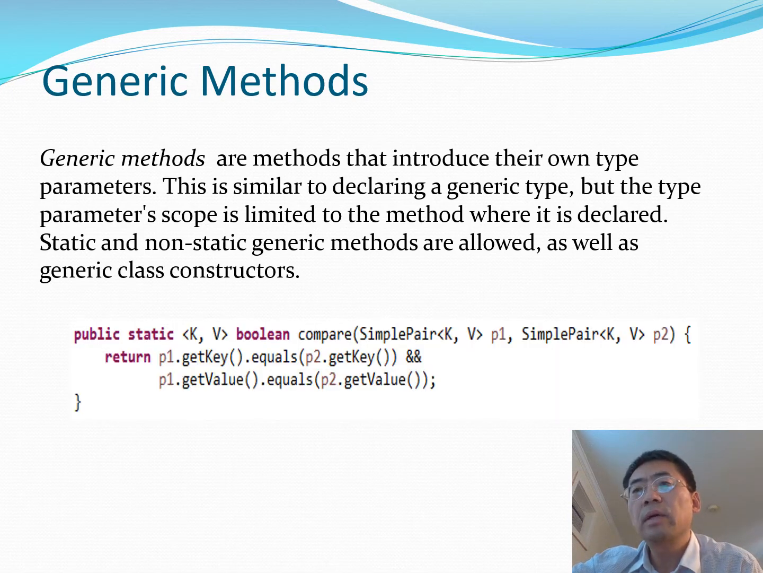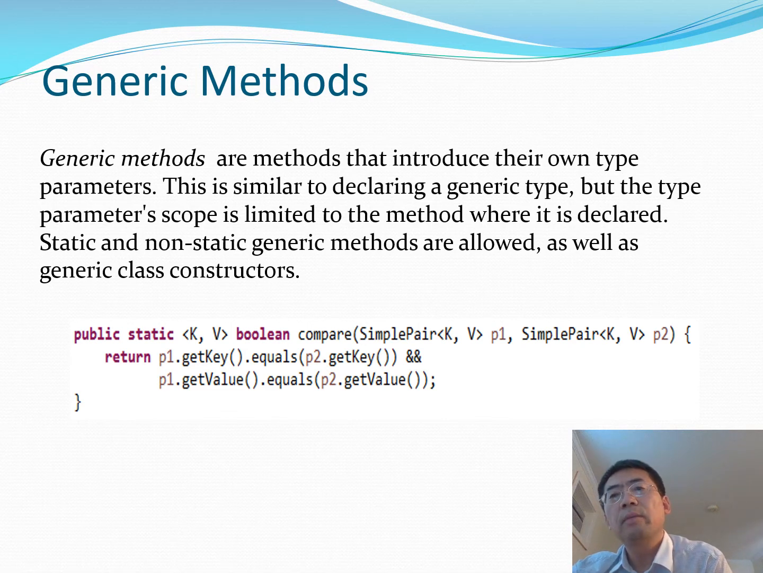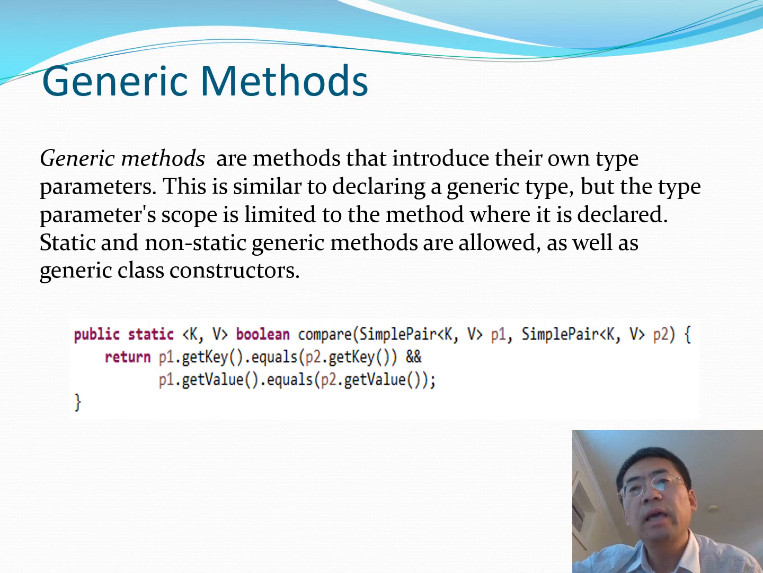So we have an example here, compare. It takes two parameters, p1 and p2, and both of them are of type SimplePair. SimplePair is a generic type that uses two type variables K and V. So to declare the compare method as a generic method, we have to list the type variables before the return type boolean. So we have public static <K, V> boolean compare(SimplePair p1, SimplePair p2). The rest of the method looks exactly the same as a regular method.